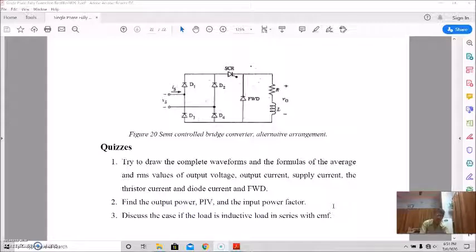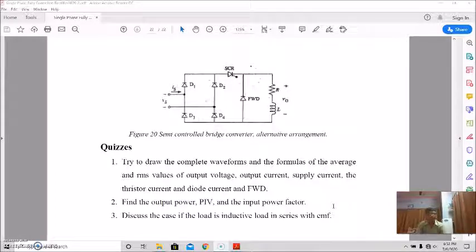Actually, whenever you are able to form the waveforms, you can usually write down the mathematical expressions of these different values, that is VO, IO, IS, ITH, ID, and IFWD, etc., and you will calculate them. Not a very big deal. And then again it's the same question: find out the output power, PIV, and input power factor. That also we have discussed.